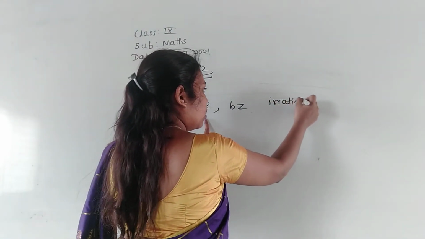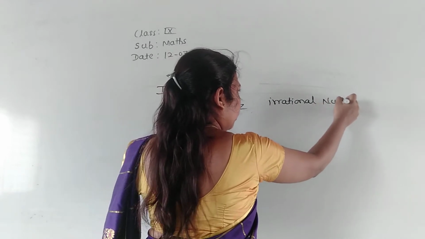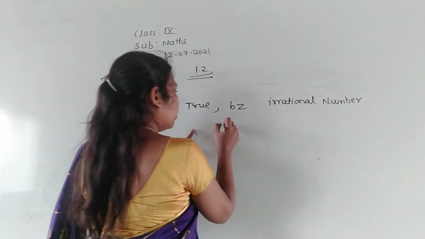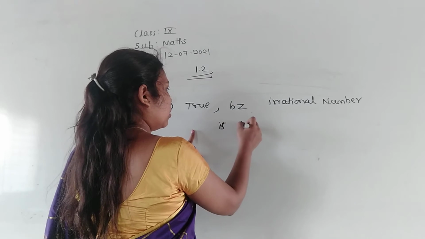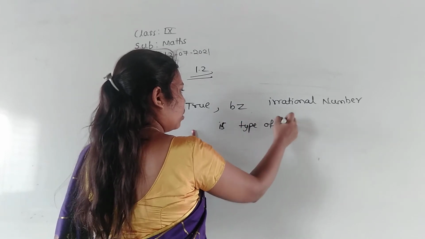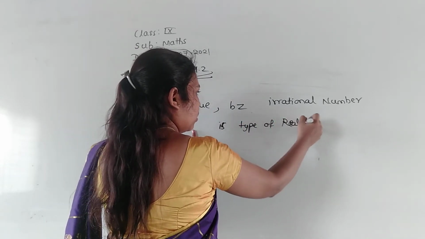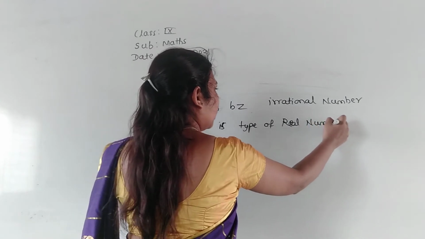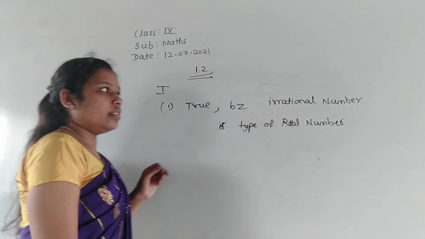irrational number is a type of a real number. Okay, you can give the answer like this.